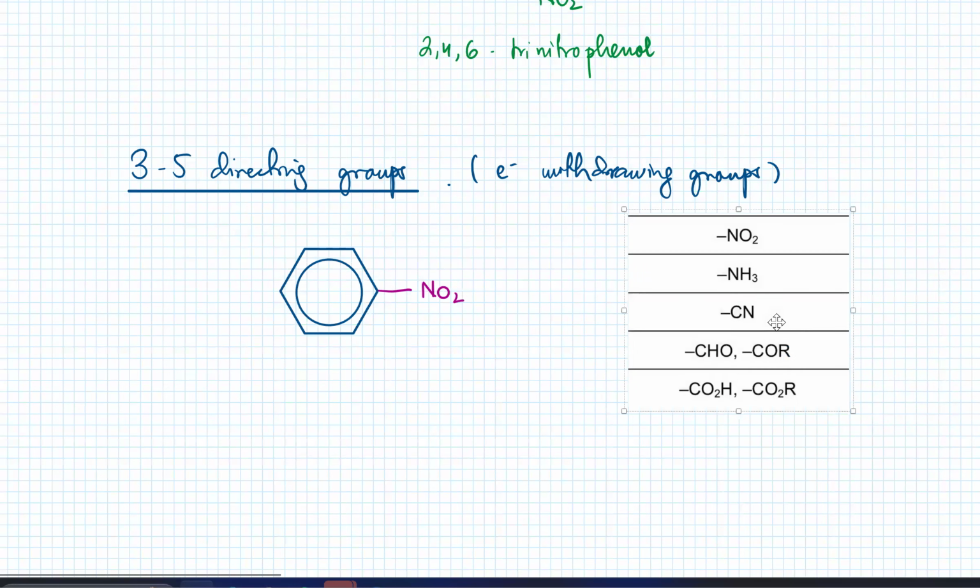Okay, so these are your electron withdrawing groups. So let's say, for example, I pick NO2. I said these groups we're not going to study in detail. What you just need to know is that NO2 has an electron withdrawing effect.